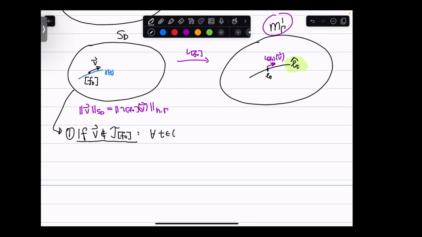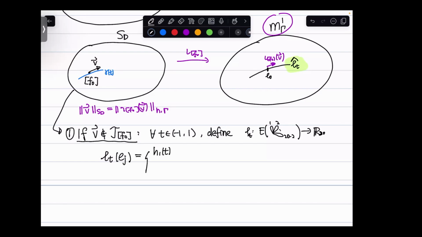For every t in -1 to 1, we want to define a length function on the edges of this bouquet of 2D minus 2 circles, strictly bigger than 0. So how do I define it? I define L sub t of E sub j to be H1 of t. For every t, I have a polynomial, and I look at what is the H1 of this polynomial. This is when j equals 1, and when j equals 2 to D minus 1, let me write it down and explain what these formulas are. So j is 2 to D minus 1, and the rest is 1.